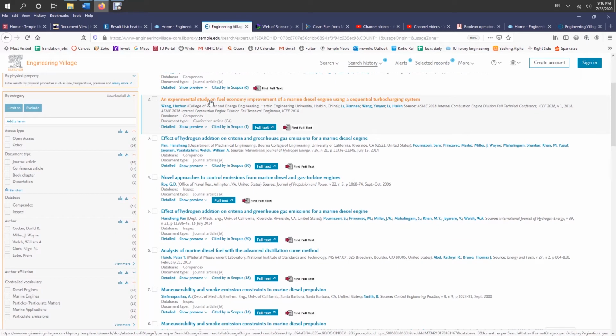An experimental study on fuel economy improvement of a marine diesel engine using a sequential turbocharging system. Okay, as I'm looking at these articles, what I'm looking for is an indication of an engineering problem and the hint of a solution. In this case, they're referring to fuel economy, improving fuel economy. That sounds like an engineering problem. And they're using a sequential turbocharging system. So I've already learned that a sequential turbocharging system can potentially be used to improve fuel economy on marine diesel engines. So a sequential turbocharging system could be one of your candidate solutions.